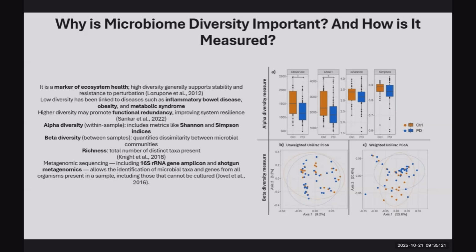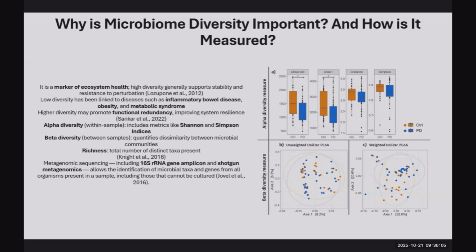So that's why you have to have a balance and you have to have variety in the gut, in any healthy environment, because they all carry out certain functions and we need their functions. So if that bacteria is not growing because of overabundance of another supposedly good bacteria, then you have a lack of that function in your gut, and it's going to cause a disease as a result. So that's why it's very important. Low diversity has been linked to diseases such as inflammatory bowel disease, obesity, metabolic syndromes. High diversity may promote functional redundancy, improving system resilience.